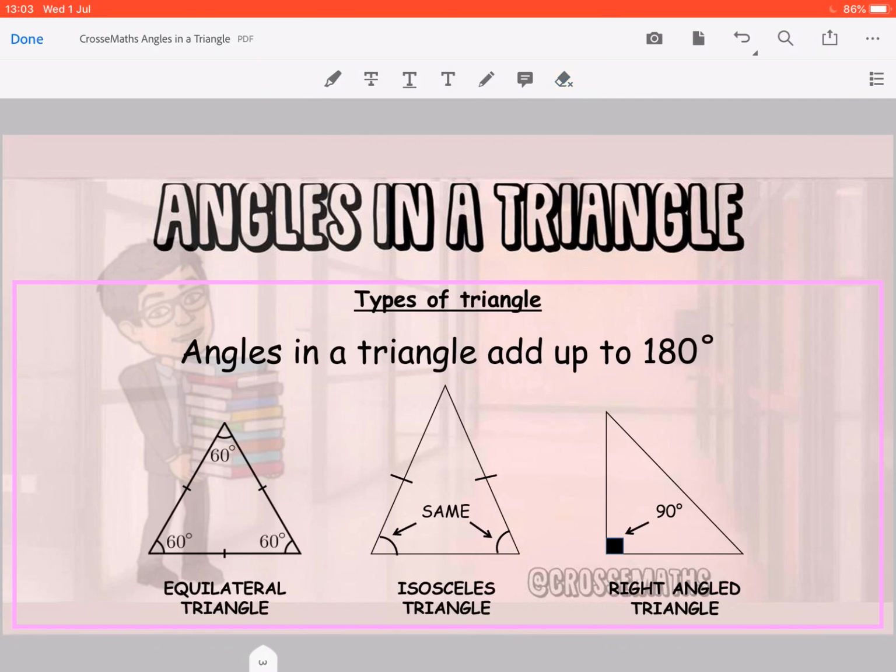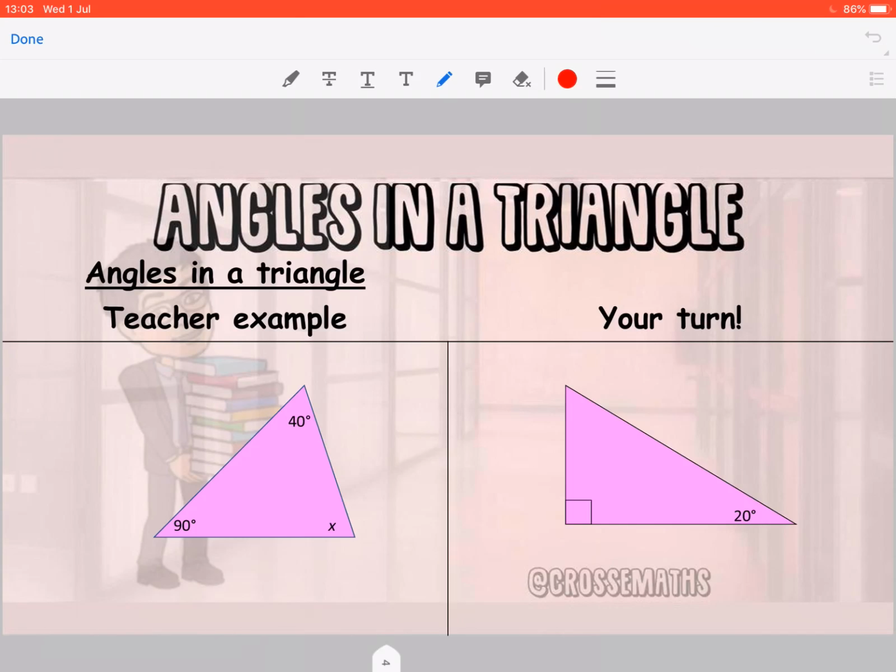Right then, so we should have that down. Okay, so what I'm going to do is move on to some actual questions. Teacher example: angles in a triangle. And this is the rule we're going to be using all day.